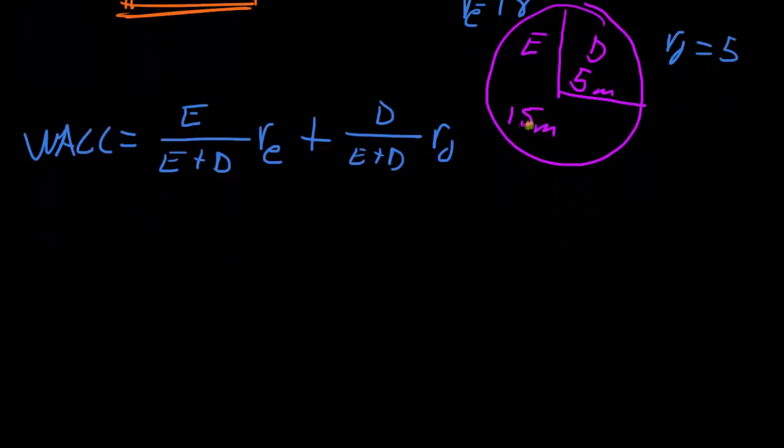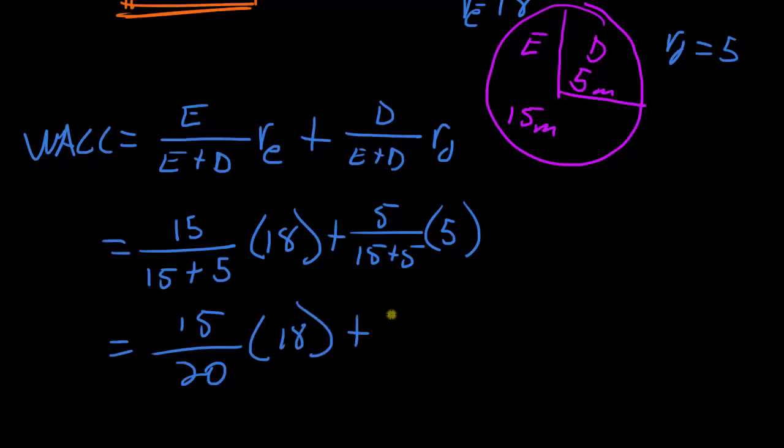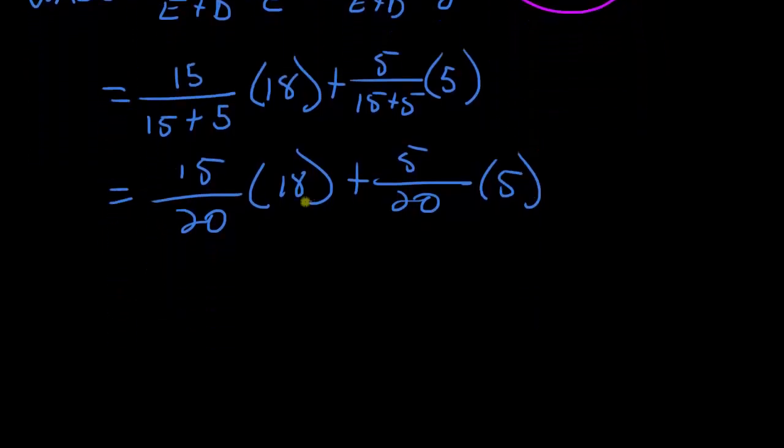All right, so what is my total equity? My total equity is 15 million, so I'm going to go 15 over 15 plus D. What is D? D is 5 million. My rate of equity is 18, plus my rate of debt, 5 over 15 plus 5. Note that the denominators are the same, and my rate of debt is 5%. So this turns into 15 over 20 times 18 plus 5 over 20 times 5.